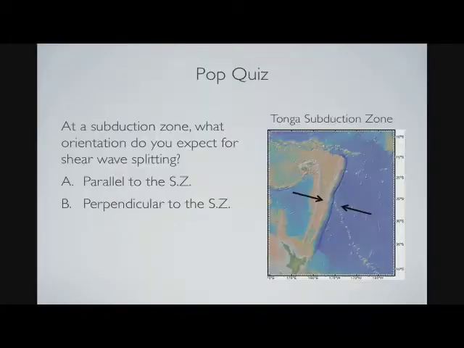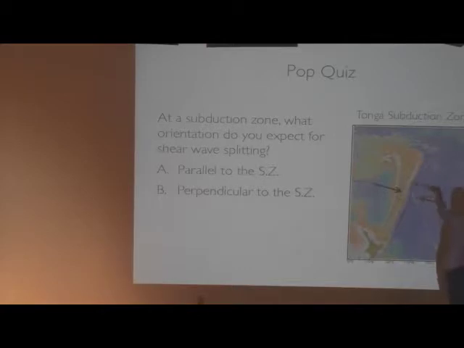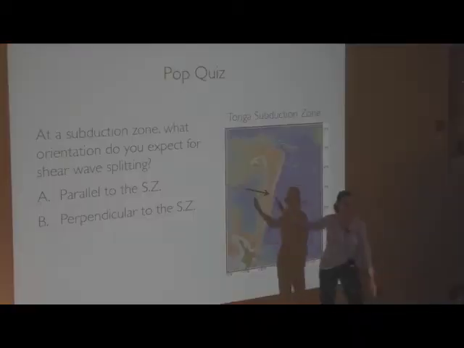So you've all had coffee. Pop quiz. At a subduction zone, an example being here the Tonga subduction zone, where you have two plates converging, what would you expect to be the orientation of the seismically fast axis of the shear wave splitting? Do you expect it to be parallel to the subduction zone or perpendicular to the subduction zone? So raise your hand if you would expect it to be parallel. This is the direction of plate convergence, and you would expect it to be parallel or perpendicular. And let's just stick with the mantle wedge for now.